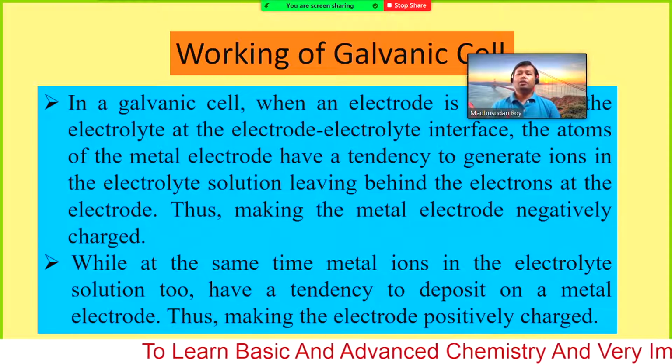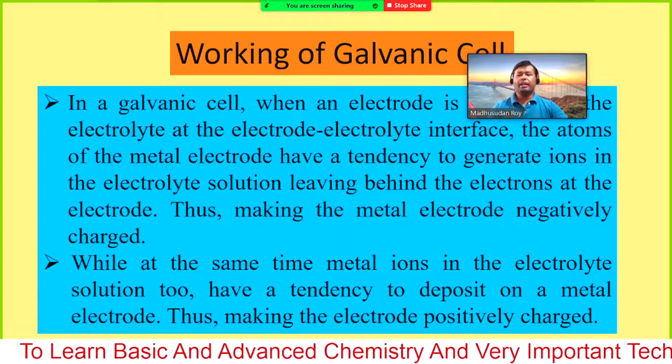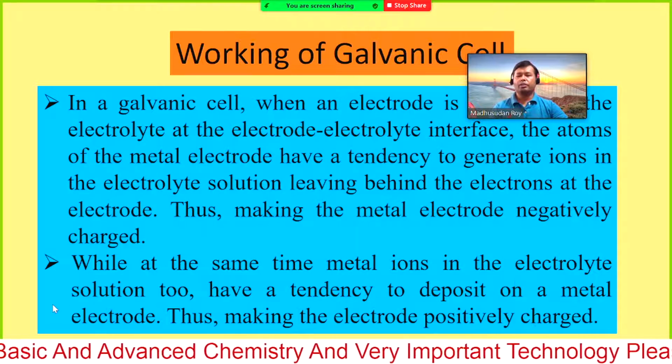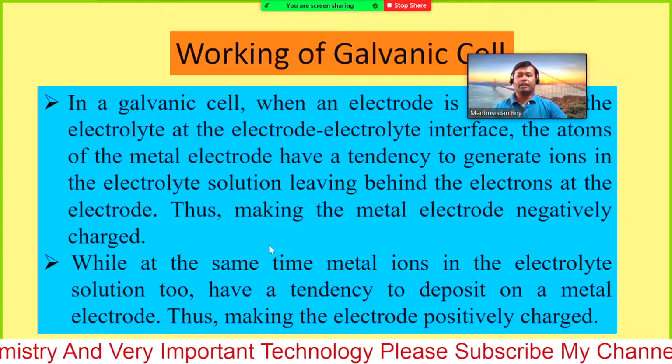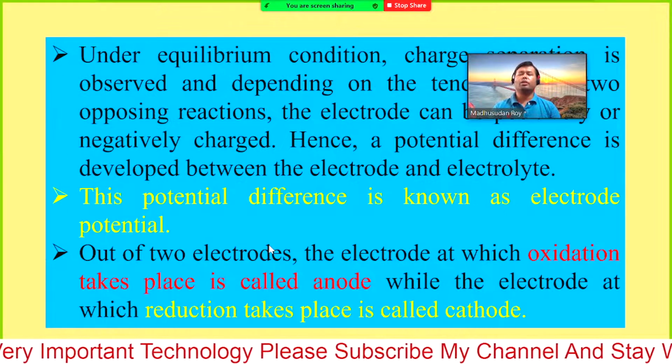Okay, so the working of the galvanic cell: at the same time, metal ions in the electrolyte solution have a tendency to deposit on the metal electrode. There, I'm not going to discuss it because I have already discussed all of them.